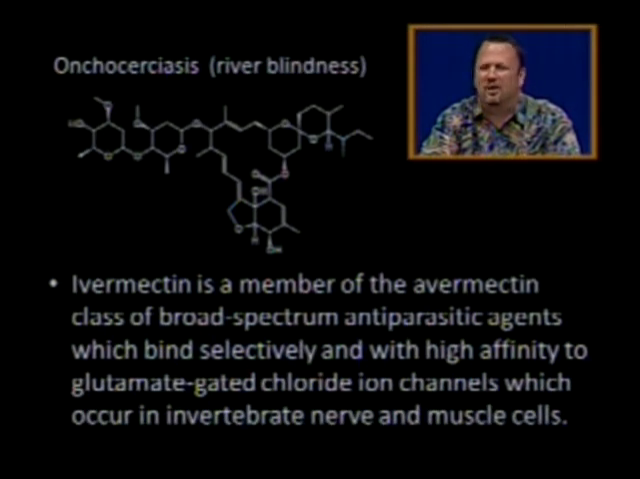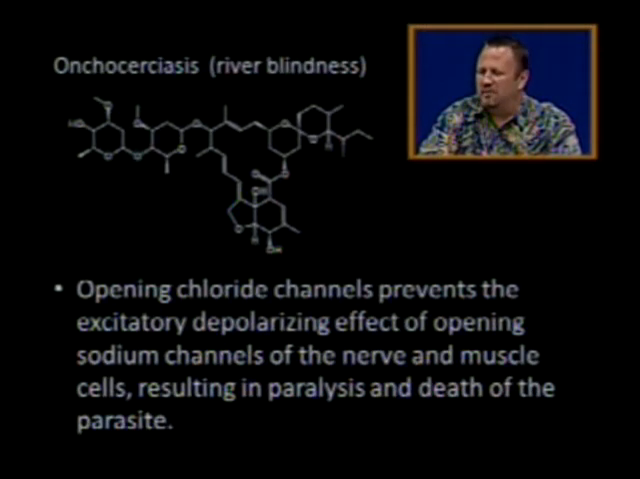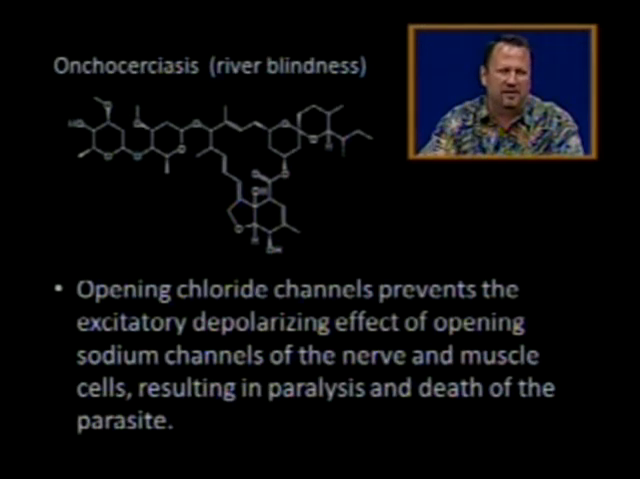Ivermectin is a member of the avermectin class of broad-spectrum antiparasitic agents, which bind selectively and with high affinity to glutamate-gated chloride ion channels. These glutamate-gated chloride ion channels occur in invertebrate nerve and muscle cells. Opening chloride channels prevents the excitatory depolarizing effect of opening sodium channels of the nerve and muscle cells, resulting in paralysis and death of the parasite.